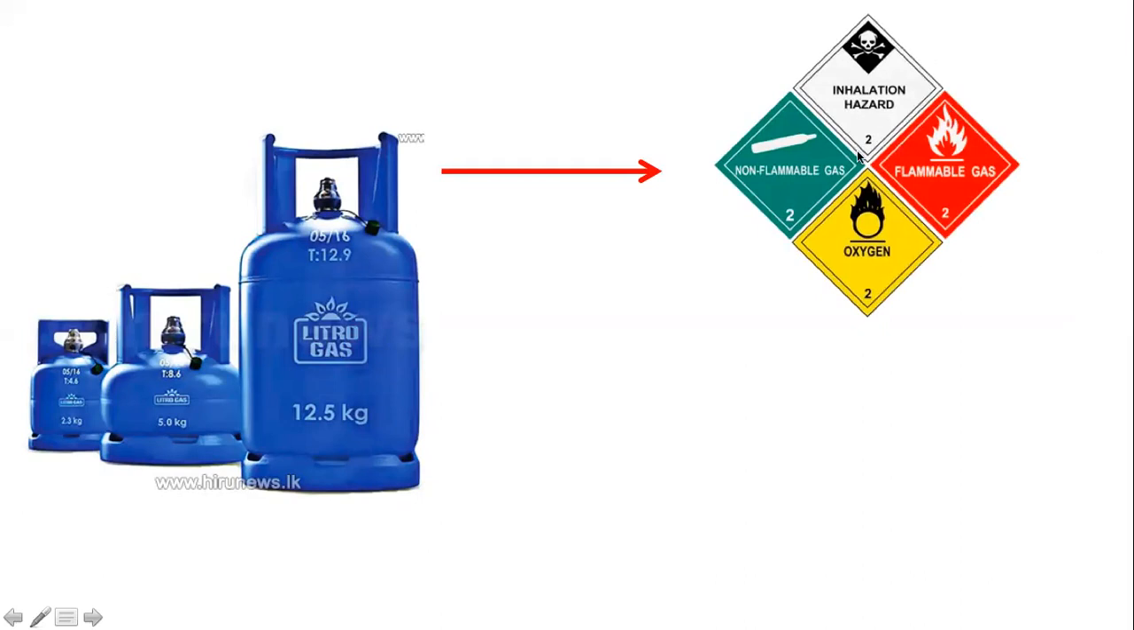Gas, flames, flammable gas. There are different gases, oxygen and non-flammable gases also available, but this is under flammable gas. We know there is a risk. We know there is a hazard, right? Then what we have to do is analyze those hazards and take preventive actions. We will discuss how to do these things today, right?